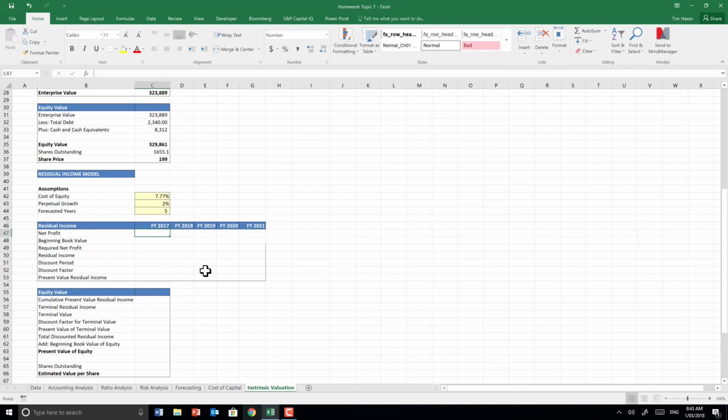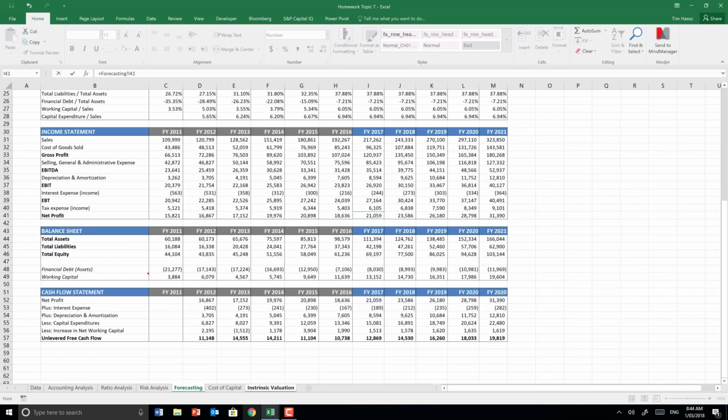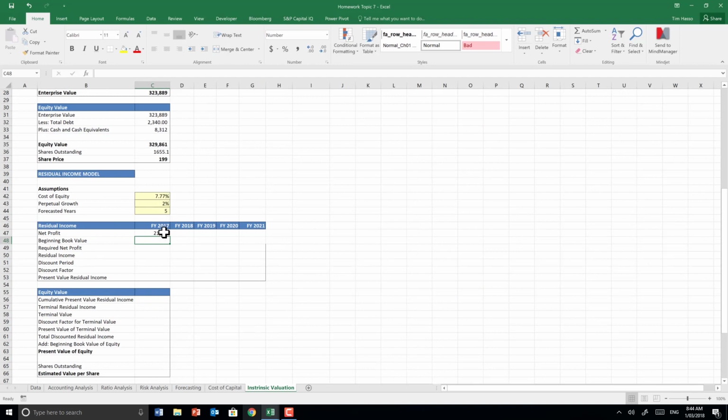Now, when it comes to the residual income, we're effectively trying to figure out what the economic profit is for each period. So in order to do this, we need to effectively compare the actual profit to the expected profit by the equity holders. So we start by figuring out what is the net profit in each of these periods. And again, we can effectively grab the net profit from 2017. So in cell I41 in your forecasting sheet, your beginning book value will be able to tell you what is the expected profit or the required net profit by the shareholders.